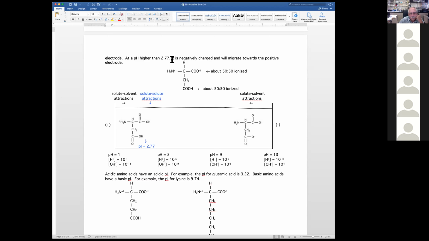So what would this molecule look like if I plopped it in at pH 1, where I have a whole bunch of hydrogen ions there? I'm essentially going to protonate everything. So if everything becomes protonated, the carboxyl groups have no charge. The only charge is on the amino group. But that positive charge is going to be repelled by that positive charge and attracted to that negative charge, so it's going to migrate. In other words, electrophorese in this direction.